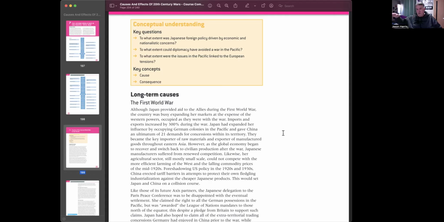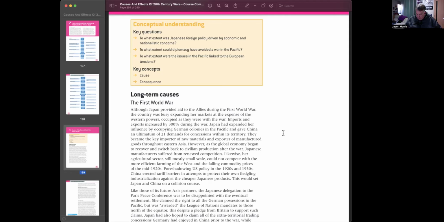So, the equator, the line that's 0 degrees, anything above that in that part of the Pacific, the Taiwan, Philippines, the Okinawa area, okay, but anything below that, they're like, nope, you don't get that. This despite a pledge from Britain to support such claims.